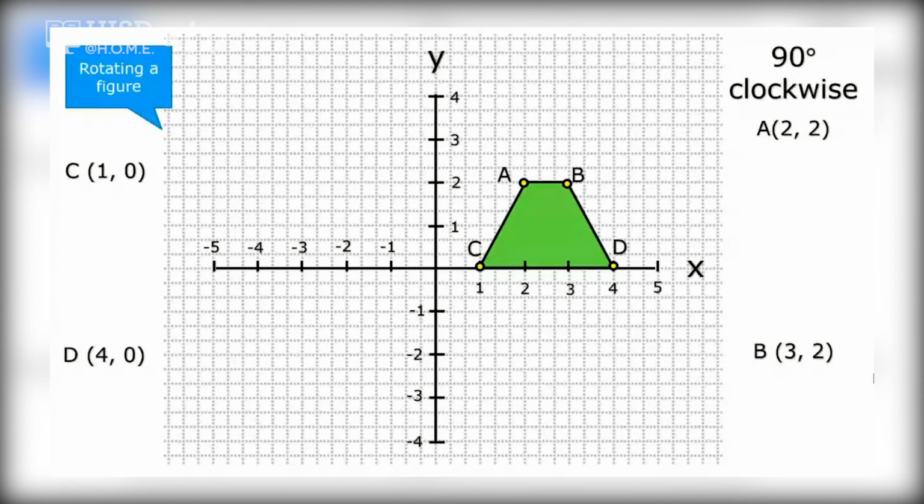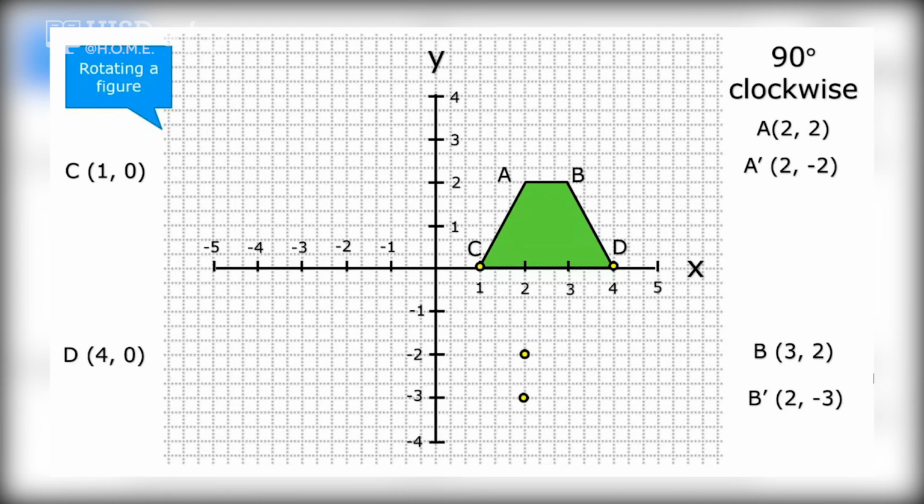So now the new point on A is going to be positive 2 and negative 2. So now we're going to have it right here. For B, as you can see, we are changing the position of the numbers, and the only number that changes its sign is the y's. So now we're gonna have positive 2 and negative 3. So B is gonna be right here.